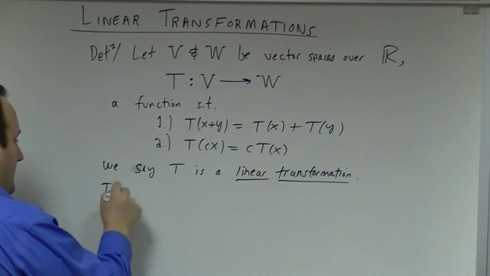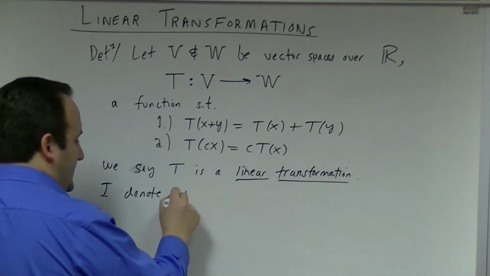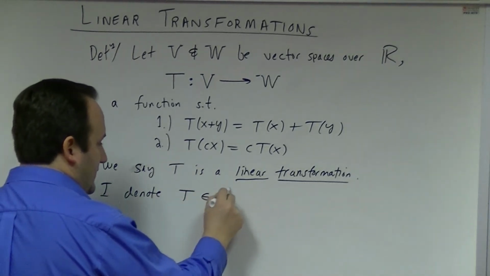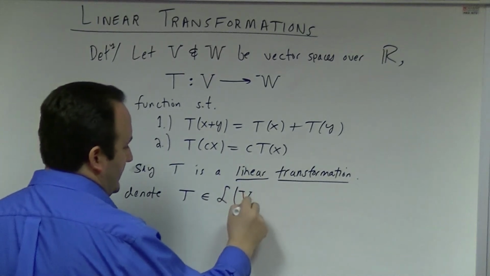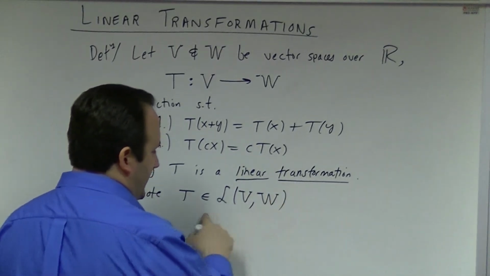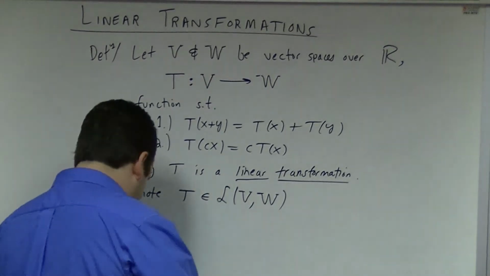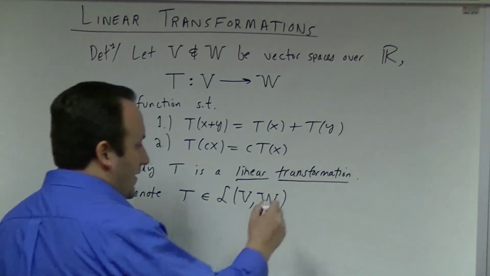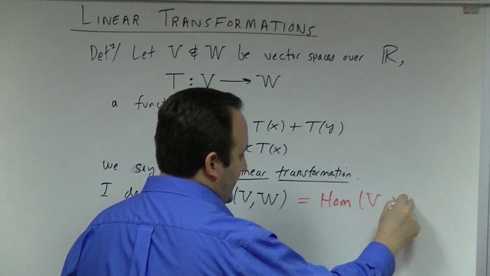I denote, so it's nice to have a name for the set of all these things. I'll say that T is actually an element of, sometimes script L(V,W), sometimes I write it just regular L, but this is my notation, linear transformations from V to W. People who know better would write something like Hom(V,W), but we don't write that because it's scary.